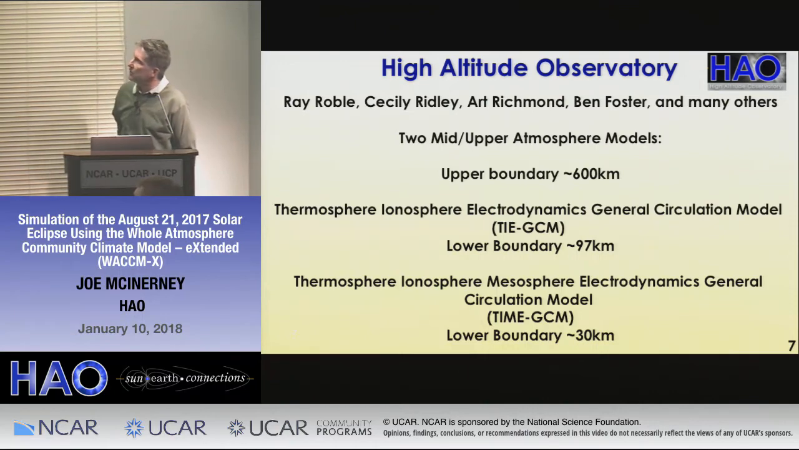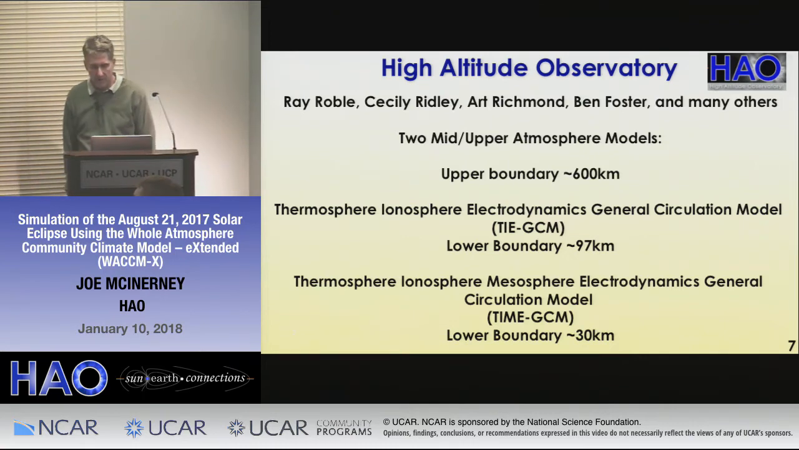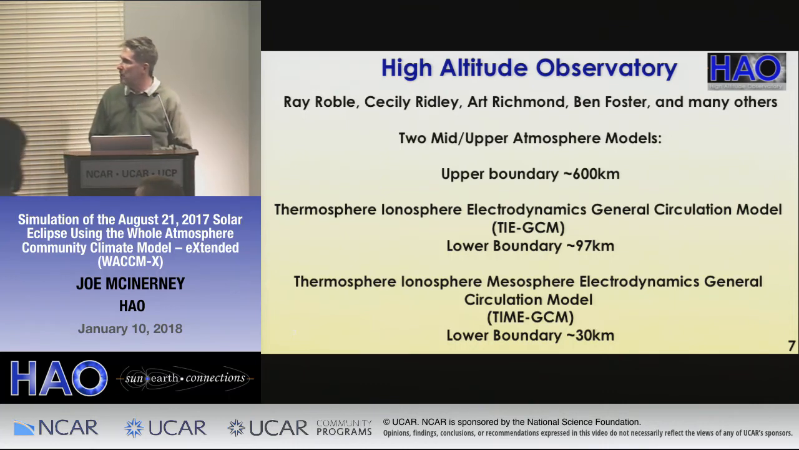Ray and Cicely, Art and Ben, and a bunch of other people have been working on model development here at HAO of the upper atmosphere. These are two of the models that have been developed here. They both have an upper boundary of 600 kilometers, TIGCM with a lower boundary of 97, and TIME-GCM with a lower boundary of 30. So they both fit that need that people were seeing to go above 120 and develop a model that extended up even higher.